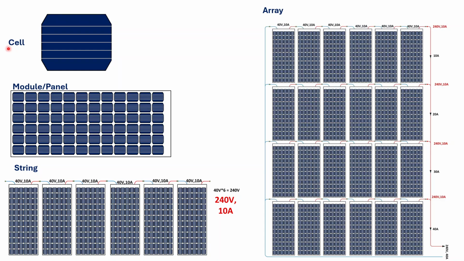And then this starts from cell, then module, then string, and at last we have the array. Array is a series and parallel combination of these different modules. We can see these 6 modules are connected in series, these 6 modules are connected in series, similarly here, and then all 4 strings are connected in parallel to give 10 ampere from here, 10 ampere from here, so total 20 ampere, 10 ampere from here, so total 30 ampere, and 10 ampere from here, so total 40 ampere. So this will have 240 volts and 40 ampere.